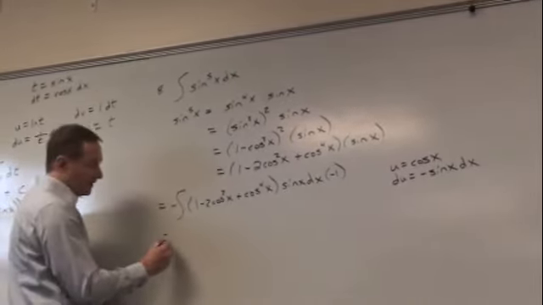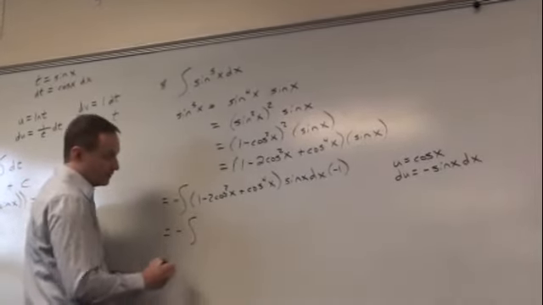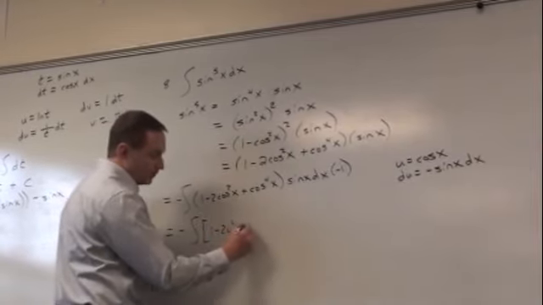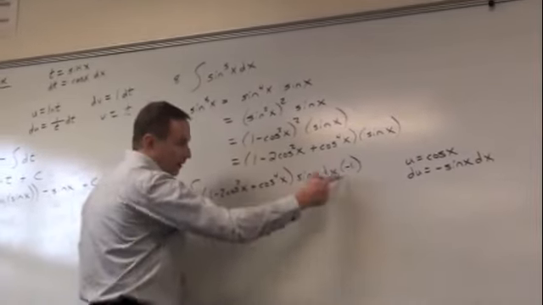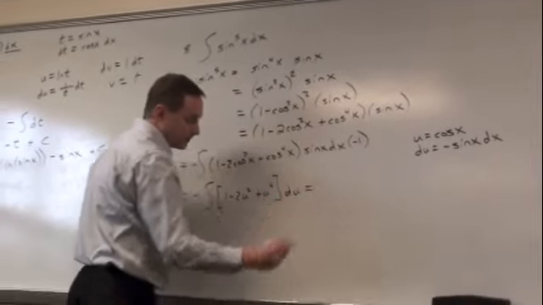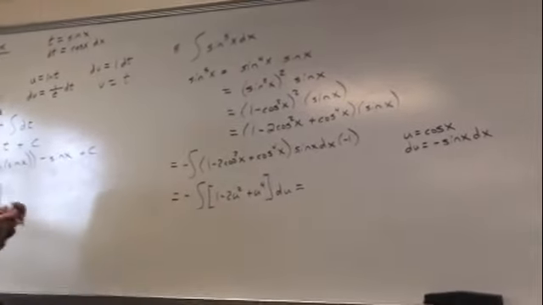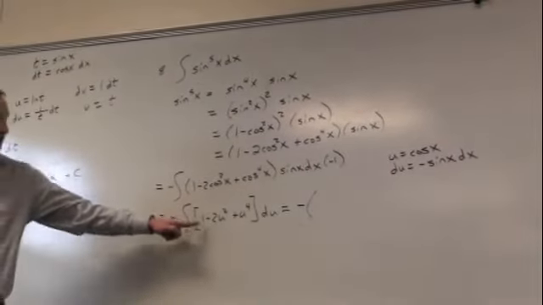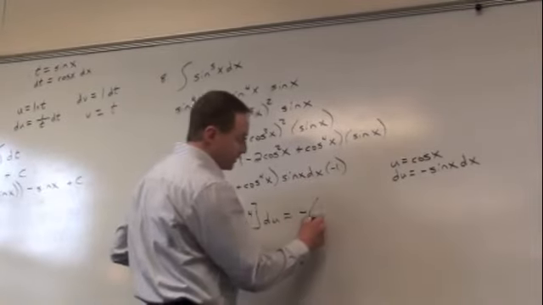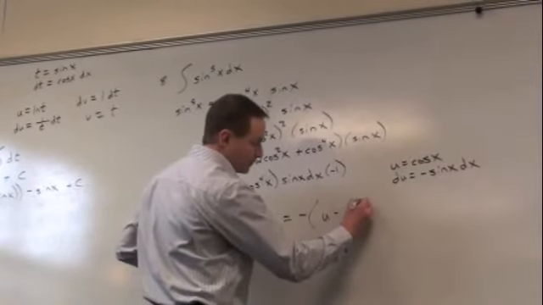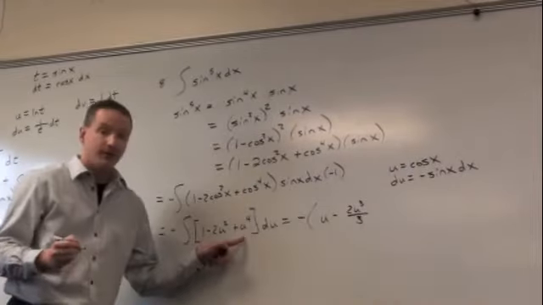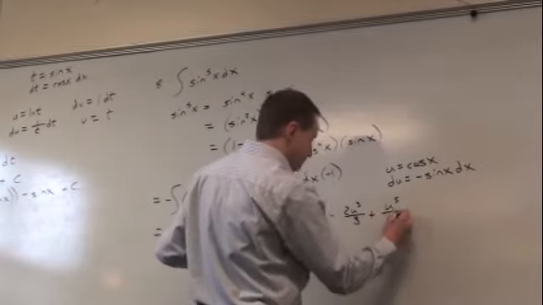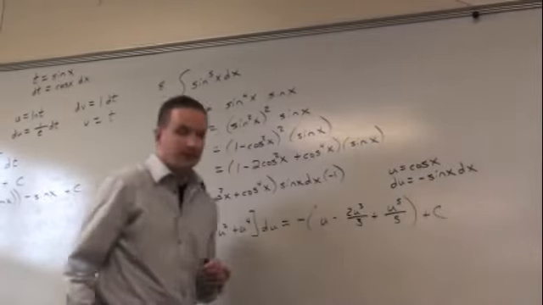This is going to become the negative of the integral of 1 minus 2u squared plus u to the fourth, all of this du. So now I can do my integration. This becomes the negative of the group u minus 2u cubed over 3 plus u to the fifth over 5 plus the constant of integration.